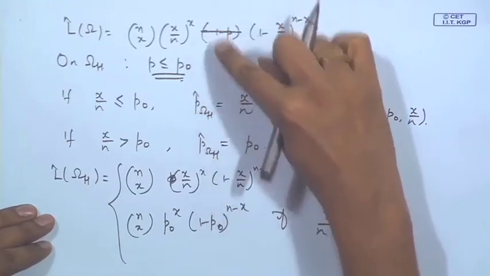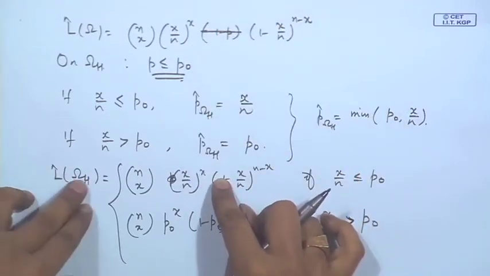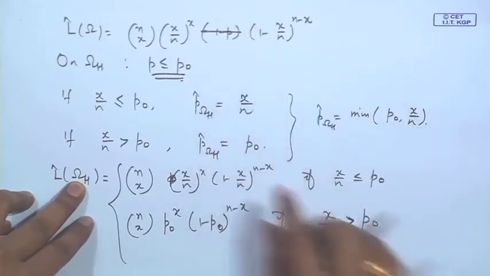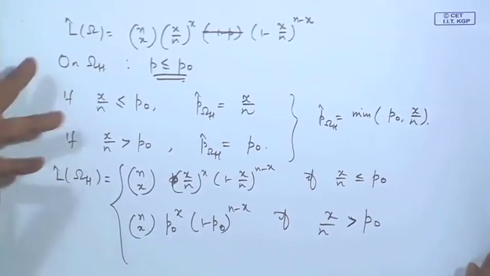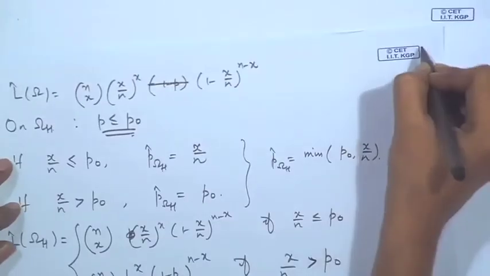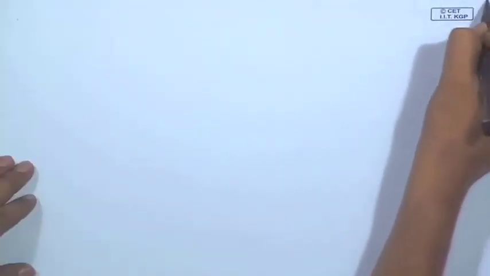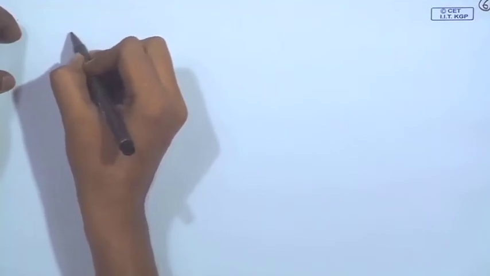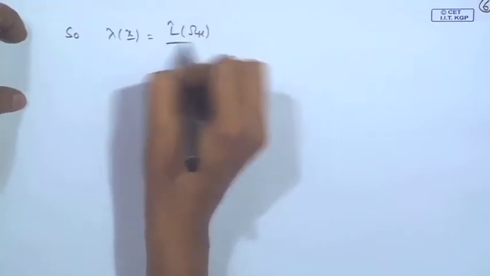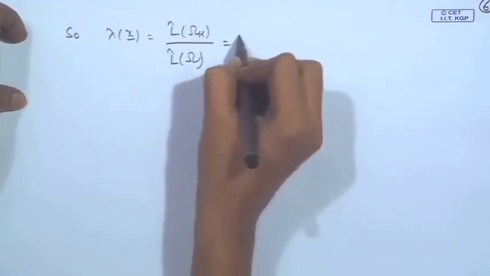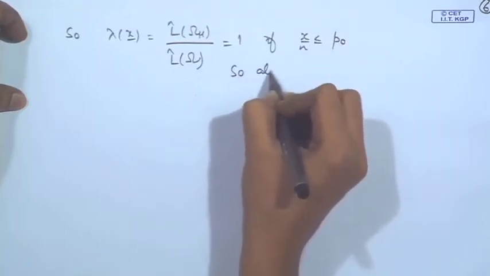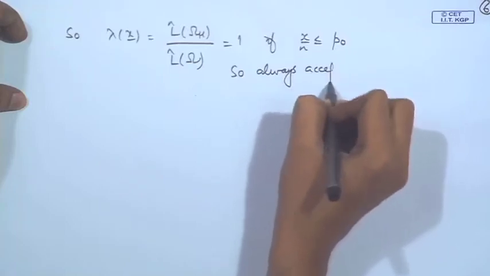So, if you compare L hat omega and L hat omega h, then for the case x by n less than or equal to p naught, they are the same. In that case, you always accept, because both are the same. So, you accept H 1. Lambda x, that is L hat omega h by L hat omega, is equal to 1 if x by n is less than or equal to p naught. So, always accept H 1.